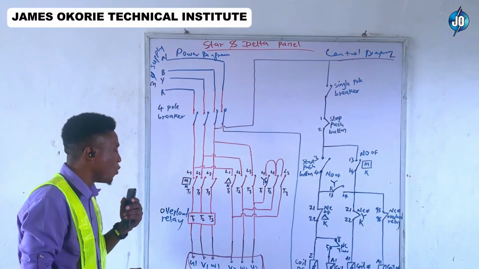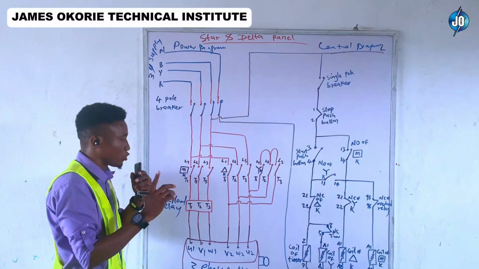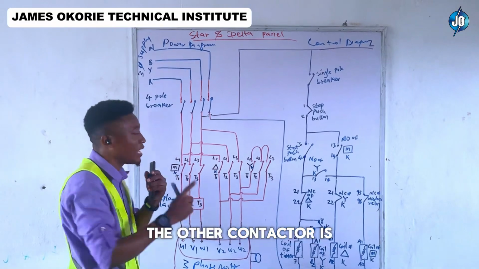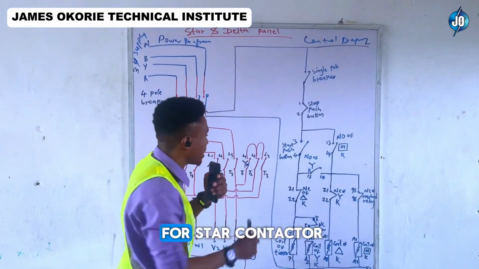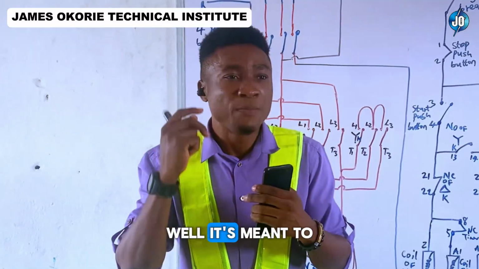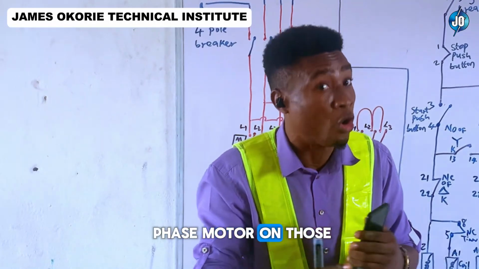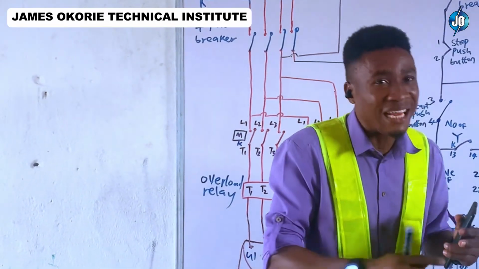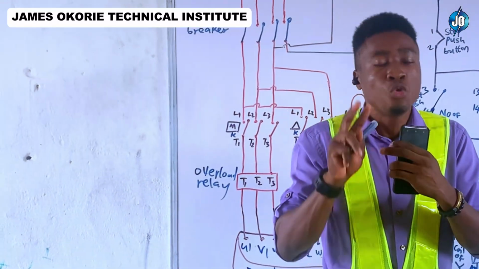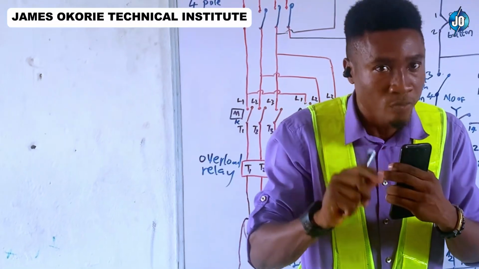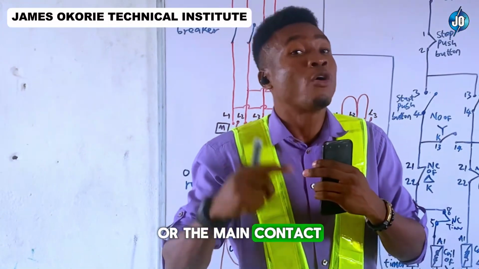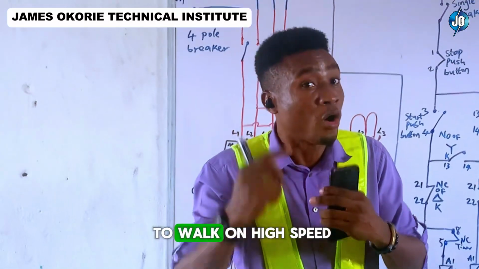Now, looking at the diagram very well, you will discover that we use three contactors. In the star delta panel, we are using three contactors. One is the main contactor, another is the delta contactor, and the other is the star contactor. The panel is meant to start the electrical motor, which is a three-phase motor, on low speed, which is the star mode. Then after which it will transfer the motor to run on high speed, which is delta mode. Two contactors are supposed to be on at once: the main contactor and the star contactor to start the motor on low speed, or the main contactor and delta contactor to transfer the motor to work on high speed.